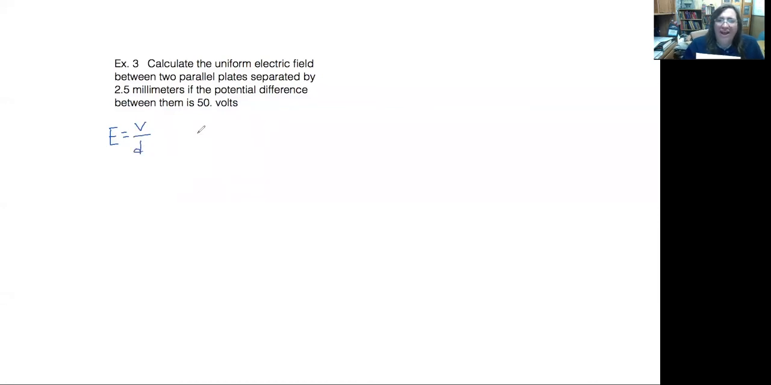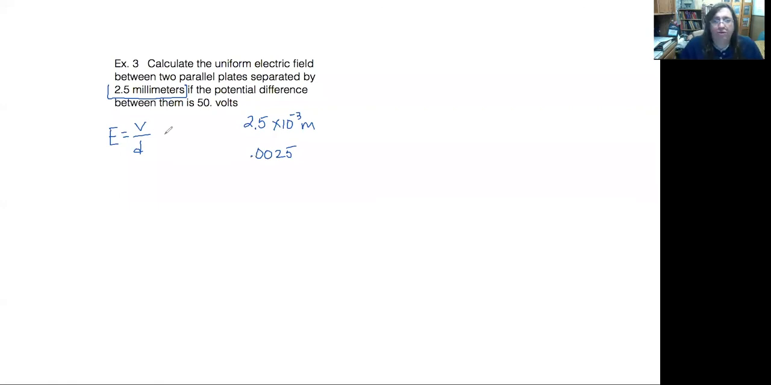Now, before I can go any further, I need to look at something here. I'm going to box it in right here. They gave me a distance in millimeters. So I have to convert that into meters. Now, you can do it a couple of different ways. I personally like to use scientific notation. So I'm going to just write it out as 2.5 times 10 to the minus 3 meters. You could also write this as 0.0025, whichever way makes you feel better.